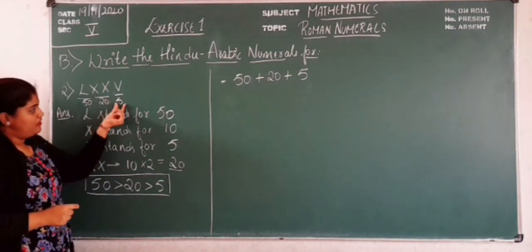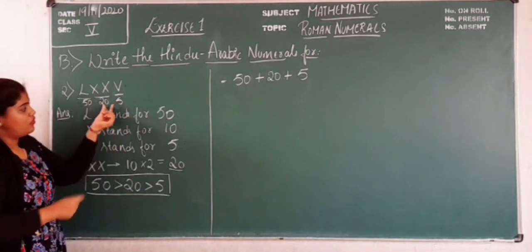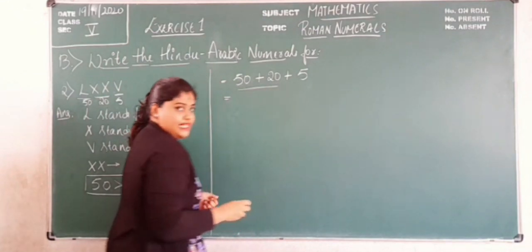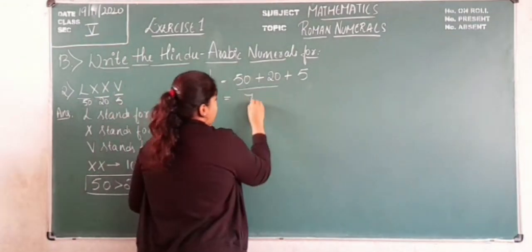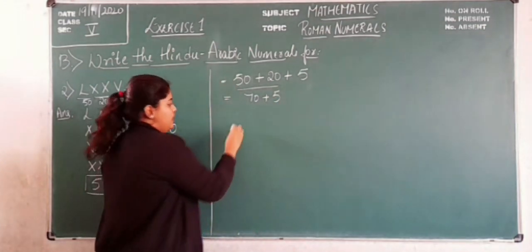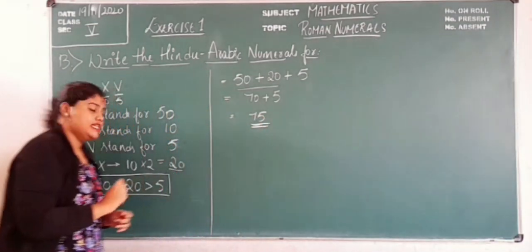Next we have the smaller value, that is 5. So 5 is less than 20. So we are adding. So I wrote 20 plus 5. So what is 50 plus 20? Yes, 70. Then we have 5. What is 70 plus 5? 75. So the answer is 75.